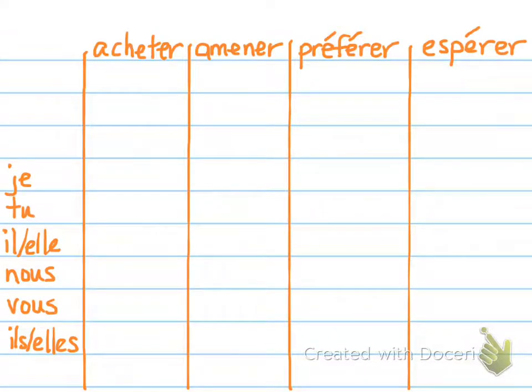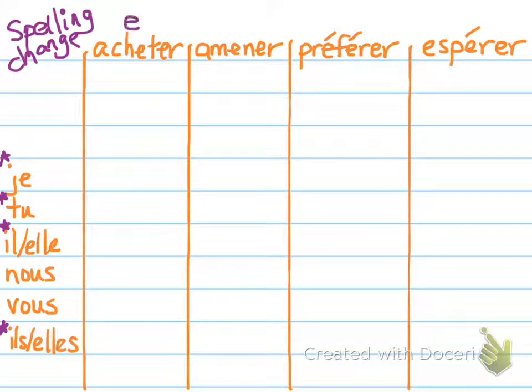We are going to start with a little bit of a review of what's been in Lesson 18 so far. First off, we had these spelling change verbs. And remember, with these spelling change verbs, something happened in the boot, which is these forms of the verb. For acheter and amener, remember they're going to get this accented E in the boot.